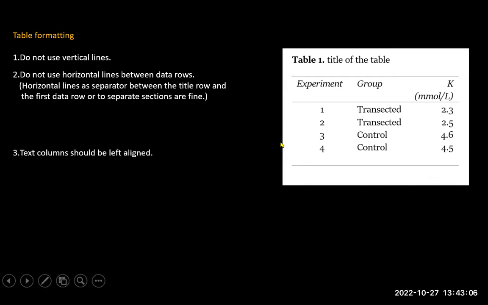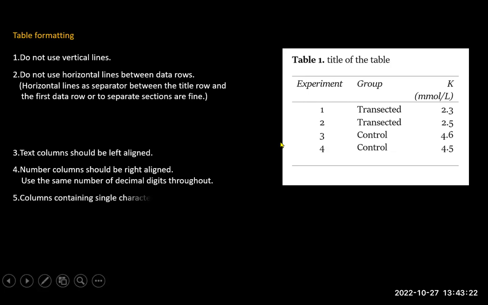Text columns should be left aligned, like this group column in the middle. Number columns should be right aligned, so this last column on the right side, the K values, and use the same number of decimal digits throughout so they are all aligned. Columns containing single characters are centered, so for this left column, the experiment number column is centered.